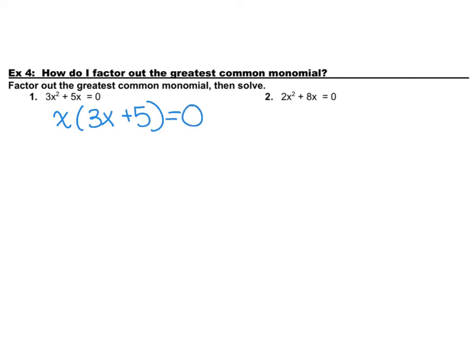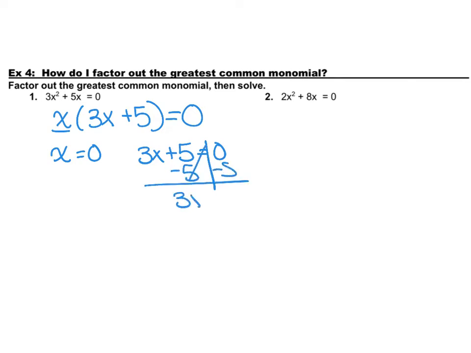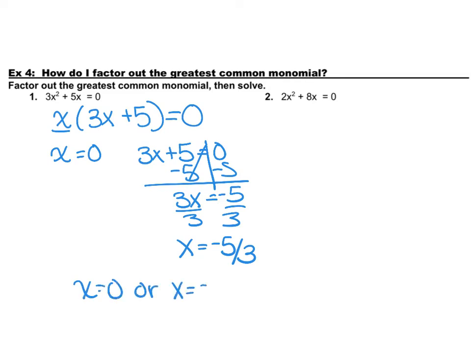So now we're able to solve. I take this x here, is equal to 0. And then I need to solve my 3x plus 5 is equal to 0. We subtract the 5, and we have 3x is equal to negative 5. Then when we divide by the 3, we have x is equal to negative 5 over 3. So we have two answers here: x is equal to 0 or x is equal to negative 5 over 3. And you have to have both of these, separated with the word or.